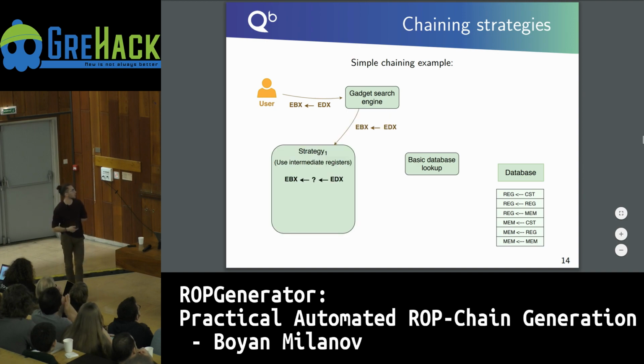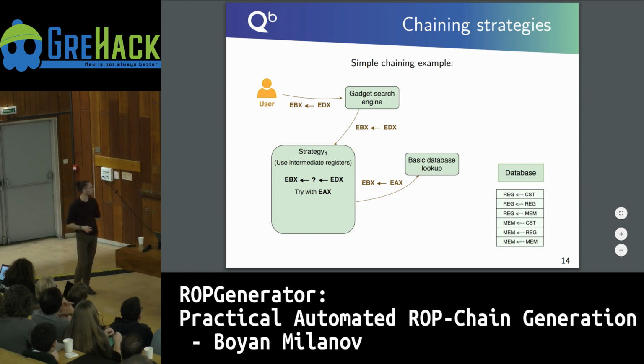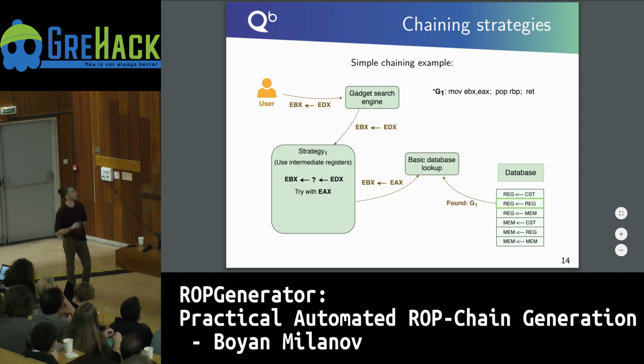So the search engine will try to use one of its strategies. Here, we will try to use an intermediate register. So put EDX in some gadget and then transfer this intermediate gadget into EBX. So let's try with EAX. We use the basic lookup method. We query the database and let's say we find a suitable gadget. Then this gadget is returned to the strategy.